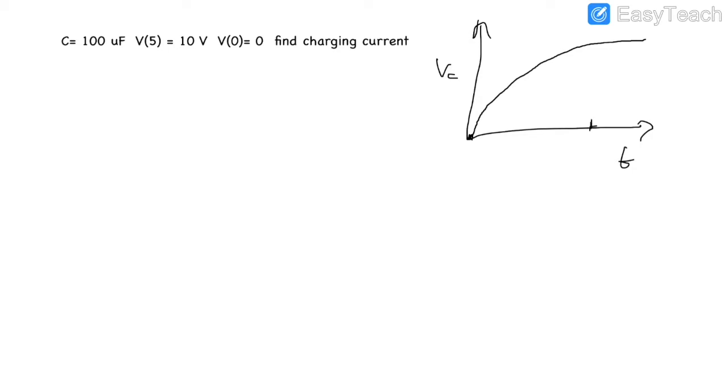So if I have 5 seconds, this is 0 and this is 5. So at 5 seconds, my voltage is going to read 10 volts. And initially it's 0. So find the charging current. So now we've got to find what is the current. So let's go ahead and write down the formula for that.